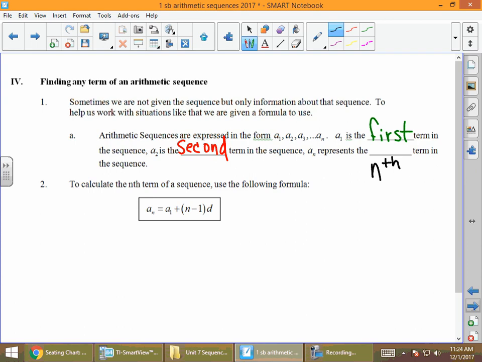A sub n equals a sub 1, which is the first term, plus n minus 1. N is telling us what term are we looking for, and the n minus 1 times d, the common difference. The formulas will be provided to you. You do not need to memorize them. However, we need to know what a sub 1 is, what d is, what does n stand for to be able to use them. But you will be provided the formulas.